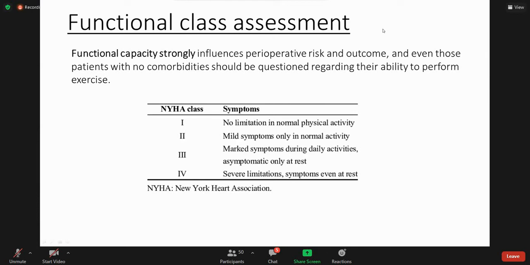If we are giving general anesthesia to the patient and the patient has symptoms of severe limitation even at rest, that is class 4, we will get alert by the fact that he or she will have to face a challenge in the post-operative period of the surgery. So we'll have to take cardiology or pulmonology together, and we'll have to arrange ICU for the patient for the post-op recovery as well. Okay.